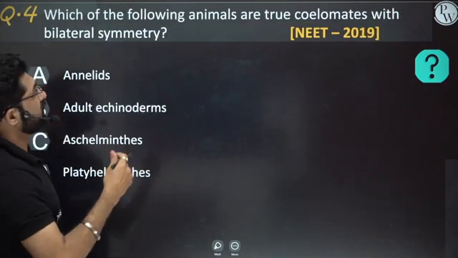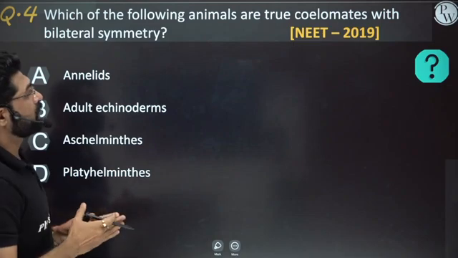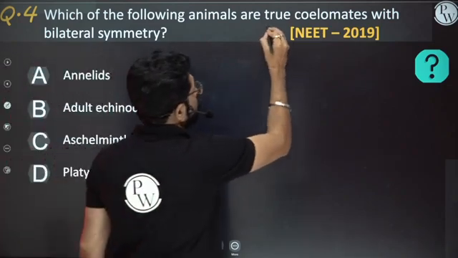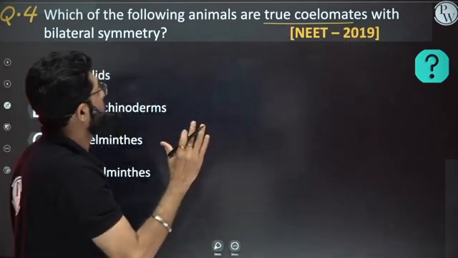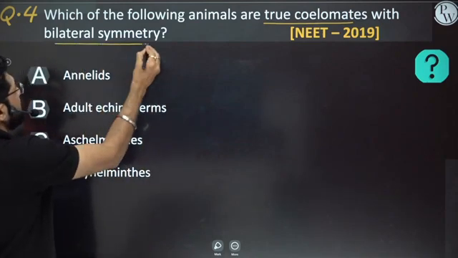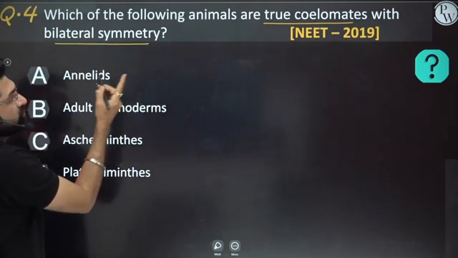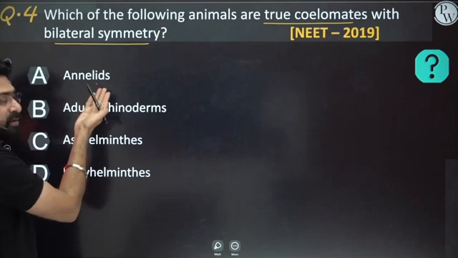Okay, let's see the next question. Which of the following animals are true coelomates? True coelomates. See the question properly. With bilateral symmetry. So they are true coelomates with bilateral symmetry. You simply got the answer here first only.